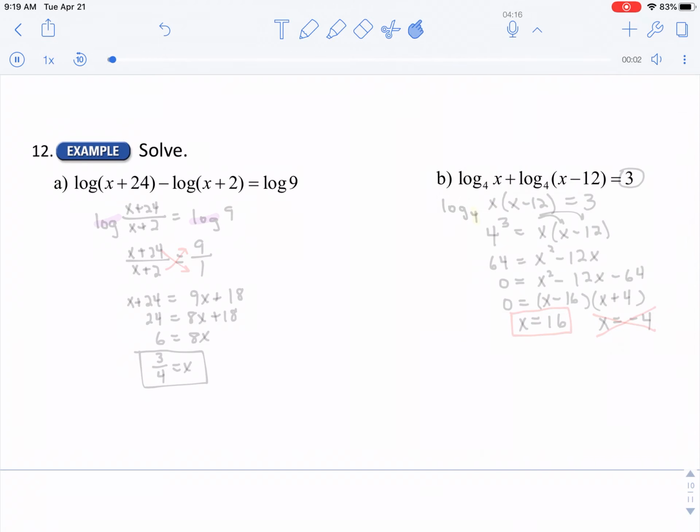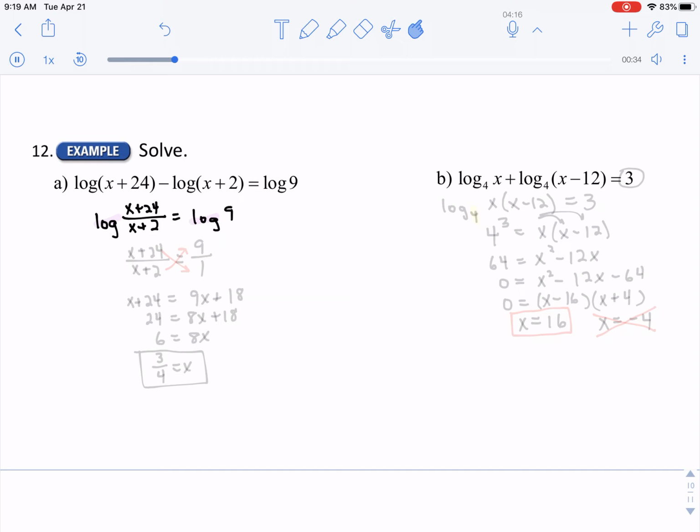This is the review for test 3, problem 12. All right, for problem A, we have log of x plus 24 minus log of x plus 2 equals log of 9. Now we're going to use the quotient rule to rewrite the left side of that equation as log of (x plus 24) over (x plus 2). And that equals log of 9.